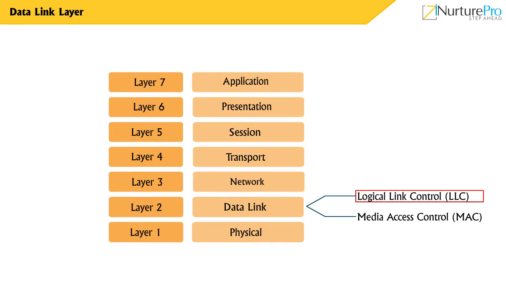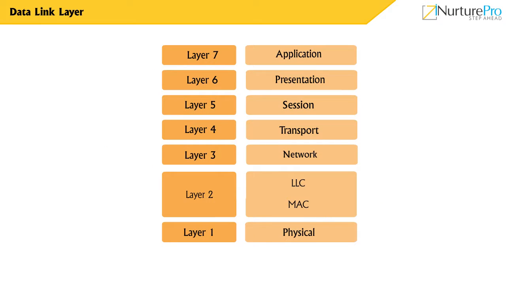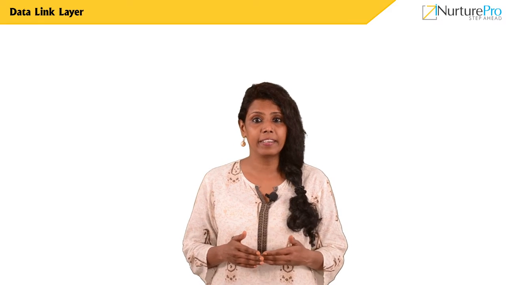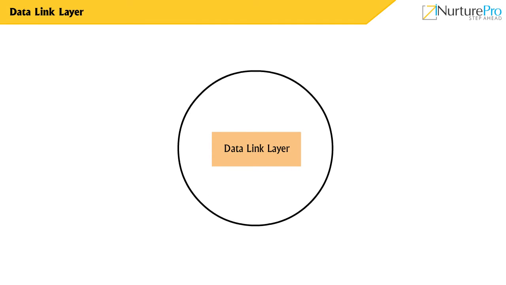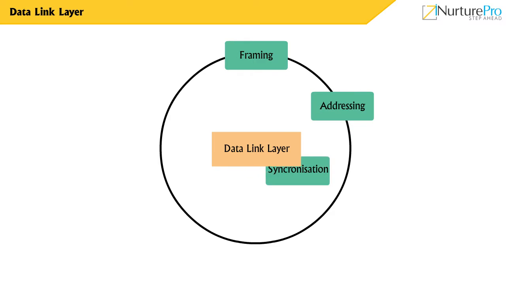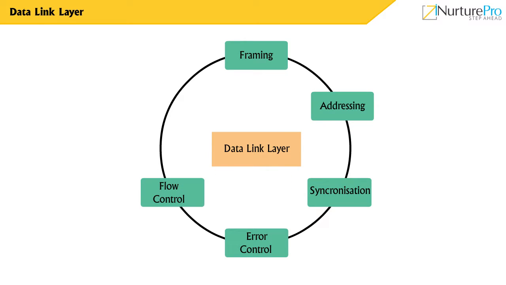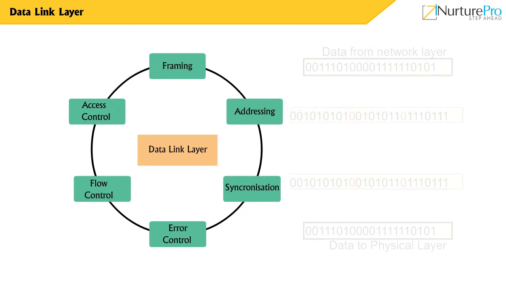Next, let's learn about logical link control layer. This layer acts as an interface between the network layer and the MAC sublayer. It controls frames, flow and error. Now that we have understood what a data link layer is, let's now understand its functionalities. The key functions of the data link layer are framing, addressing, synchronization, error control, flow control, access control.